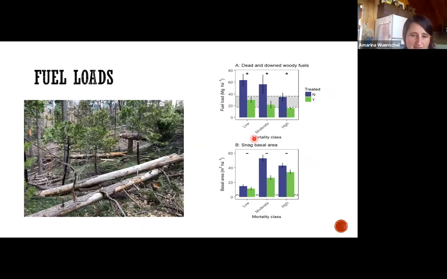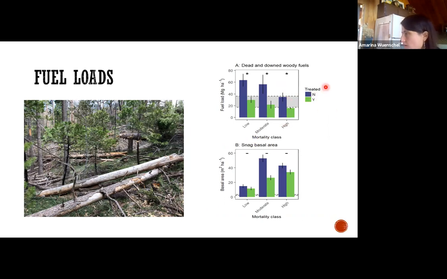So this is the last data slide I'm going to present to you. I'm showing you the fuel load part of our study. I always save this for last because I always thought that this was the important management issue when I have given this presentation in the past.